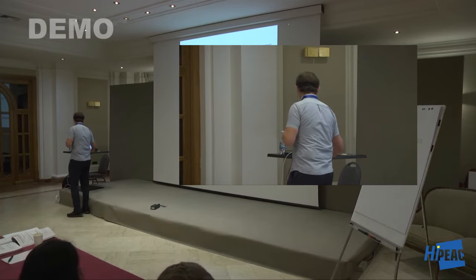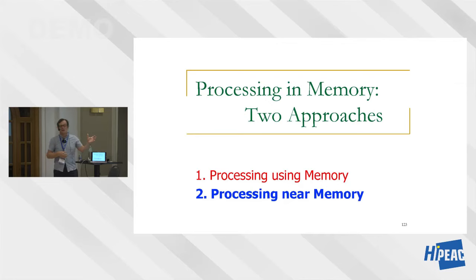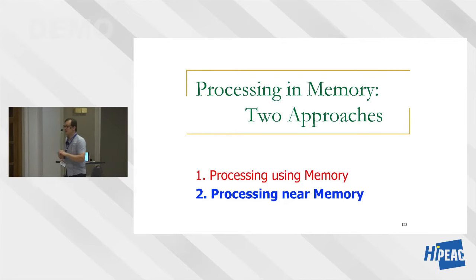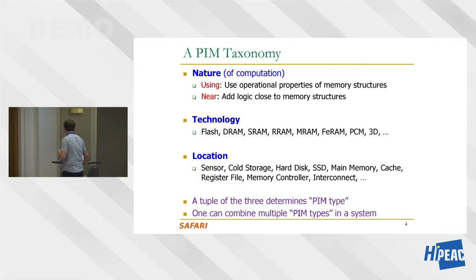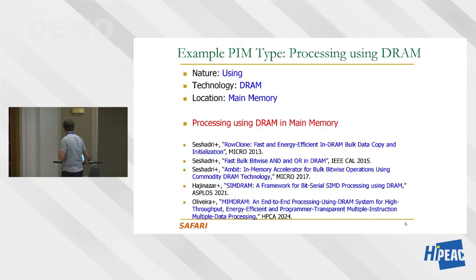Okay, so remember we were talking about two approaches to processing in memory: processing using memory, using the analog operational properties of memory to do computation, and then processing near memory. And we talked a lot about processing using memory. To jog your memory, essentially we're using memory to do computation, and we're still treating memory as an accelerator. And we were looking at processing using DRAM and main memory.